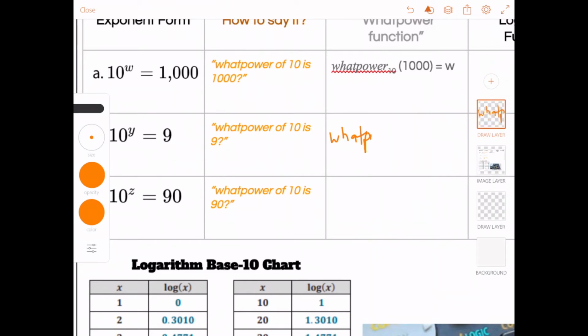So for B, we have what power of 10 is 9. So I'm writing what power of 9, I'm going to add that base 10 there as well, equals y. And for the next one, what power of 10 is 90, so I'm writing what power, base 10 here, and then the 90 goes in the parentheses, equals z.